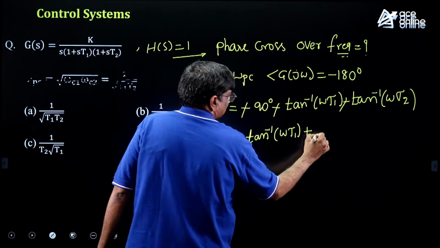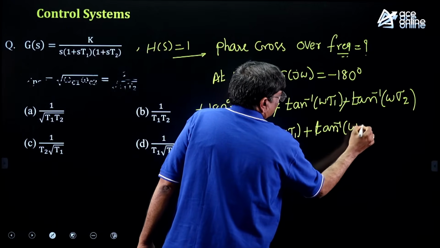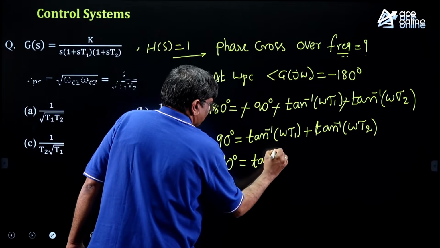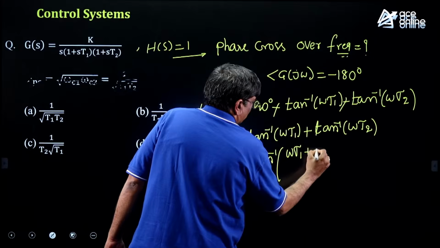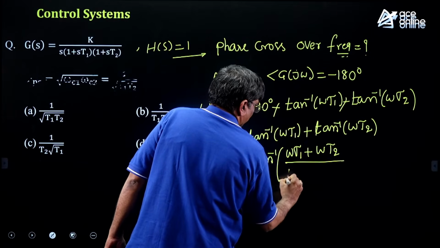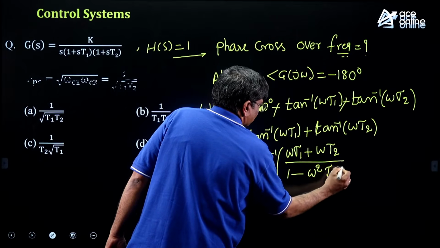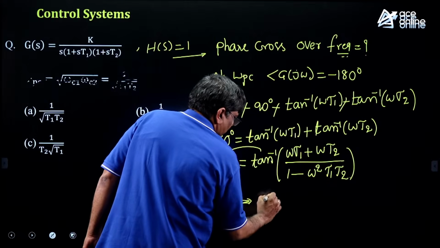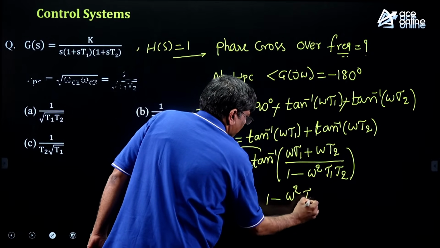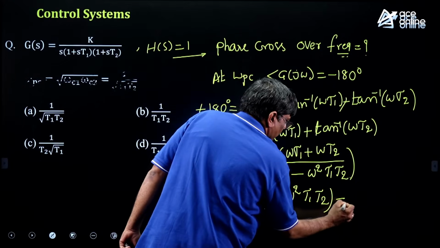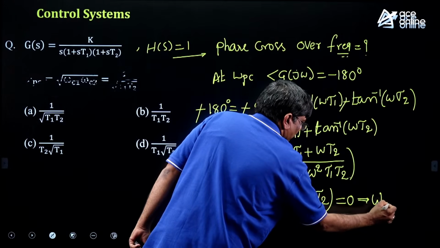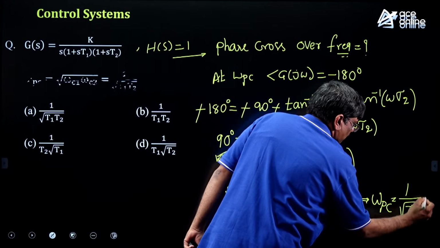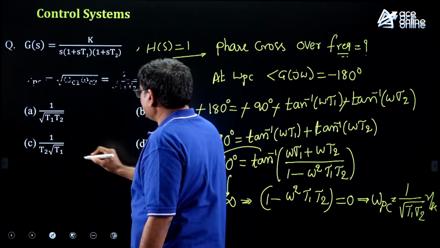So 90 equals tan inverse A plus tan inverse B, which is tan inverse of omega tau 1 plus omega tau 2 divided by 1 minus omega square tau 1 tau 2. Tan 90 is infinity. Infinity means the denominator should be 0. 1 minus omega square tau 1 tau 2 should be equal to 0. Then omega, called omega PC, equals 1 by root of tau 1 tau 2 radians per second. So the answer is A.